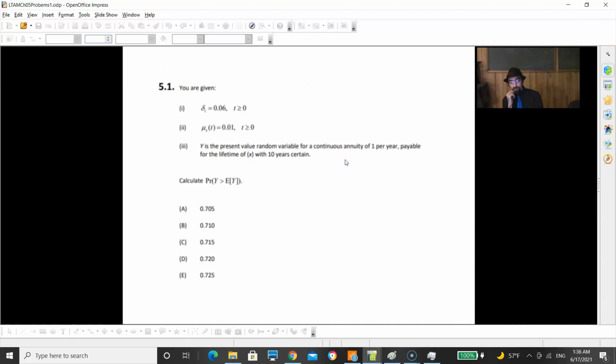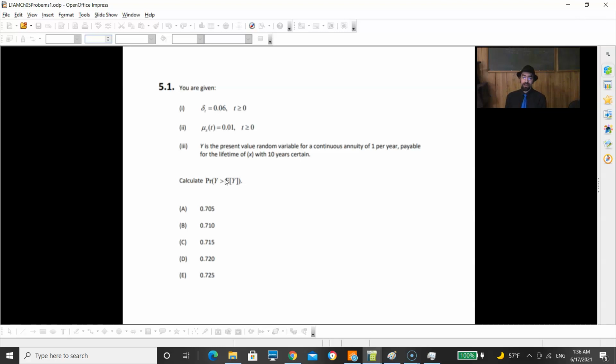All right, 5.1. You're given a force of discount and a force of mortality. And you want the present value random variable of a continuous annuity of 1 per year payable for the lifetime of X with 10 years certain. Have to calculate the probability that Y is greater than its own expected value. So, first thing, we'll need to know what this expected value is.